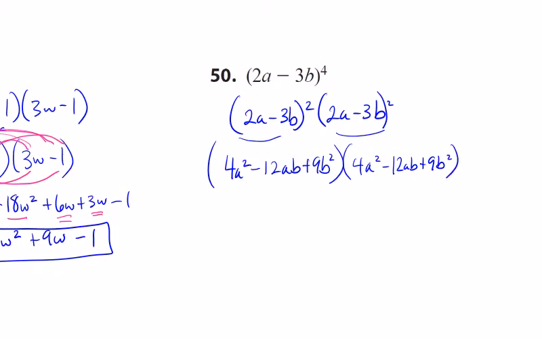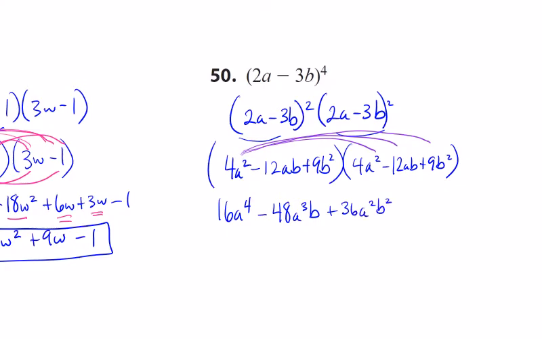All right, so now we have to multiply these together. So 4a squared times 4a squared, 16a to the 4th. All right, 4a squared times negative 12ab is going to be negative 48a cubed b, right? A squared times a is a cubed. The b just tags along. Then we have 4a squared times 9b squared, right? Which is positive 36a squared b squared.